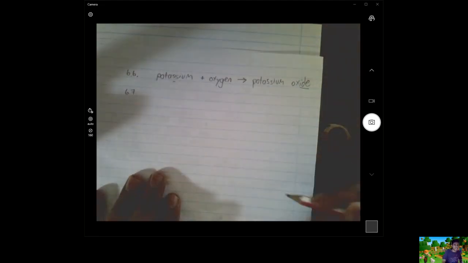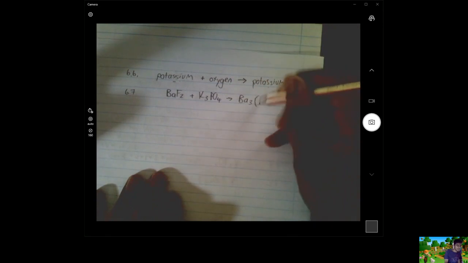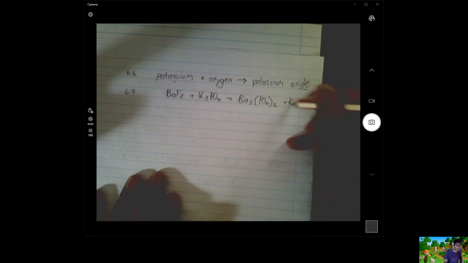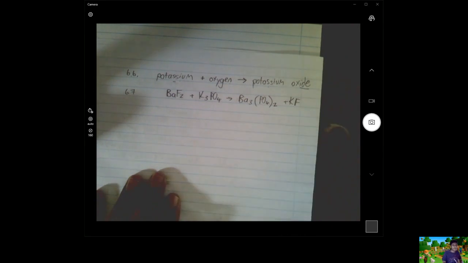Okay, question 6.7 says tripotassium phosphate reacts with BaF2 according to the following chemical reaction. BaF2 plus K3PO4, arrow Ba3(PO4)2 plus KF. 6.7.1, write the IUPAC name for BaF2.